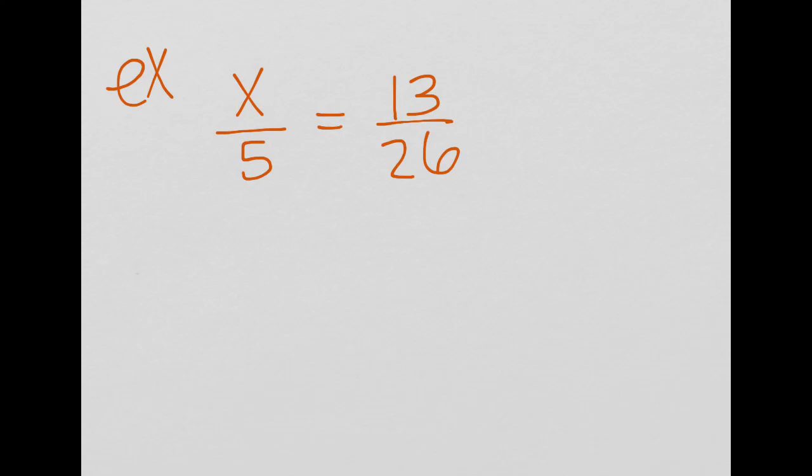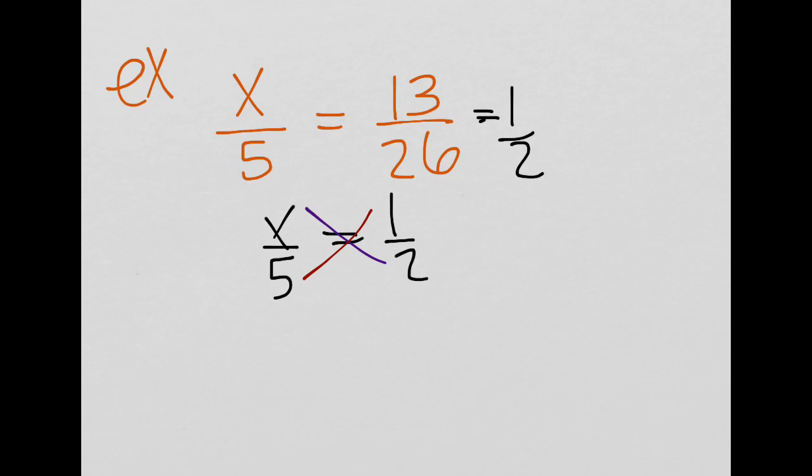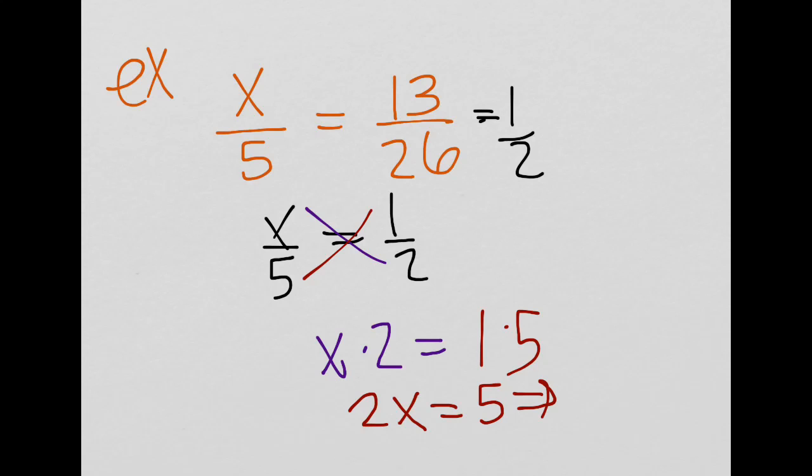Next example. So x over 5 is equal to 13 over 26. Now recognize that 13 over 26 can be rewritten as 1/2. So I have x fifths, or x over 5, is equal to 1/2. I'm going to cross multiply. So I get x times 2 is equal to 1 times 5, and this is really 2x is equal to 5. So x is equal to 5/2.